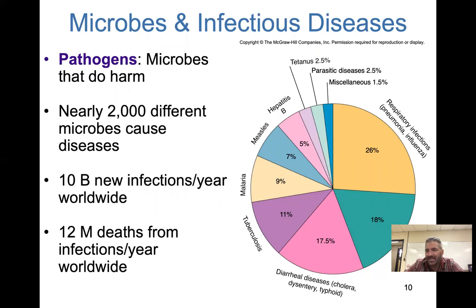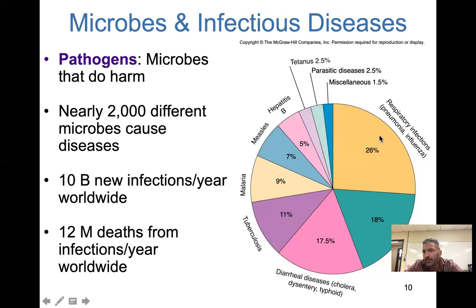Nearly 2,000 different microbes cause diseases. This is going to usually be in third world countries or where the population is reinfecting themselves with dirty water, or they don't have the methods we have, or sanitation might not be as prevalent. They're not burying their waste, so they're just giving each other cholera and whatever's living in their digestive tract. They're excreting it and then recontaminating themselves. So there are 10 billion new infections a year worldwide. And just realize in some third world countries, some of these people have opportunistic parasites living in their body, and that's normal. I mean, everyone does that over there. So there are 12 million deaths from infection a year worldwide.